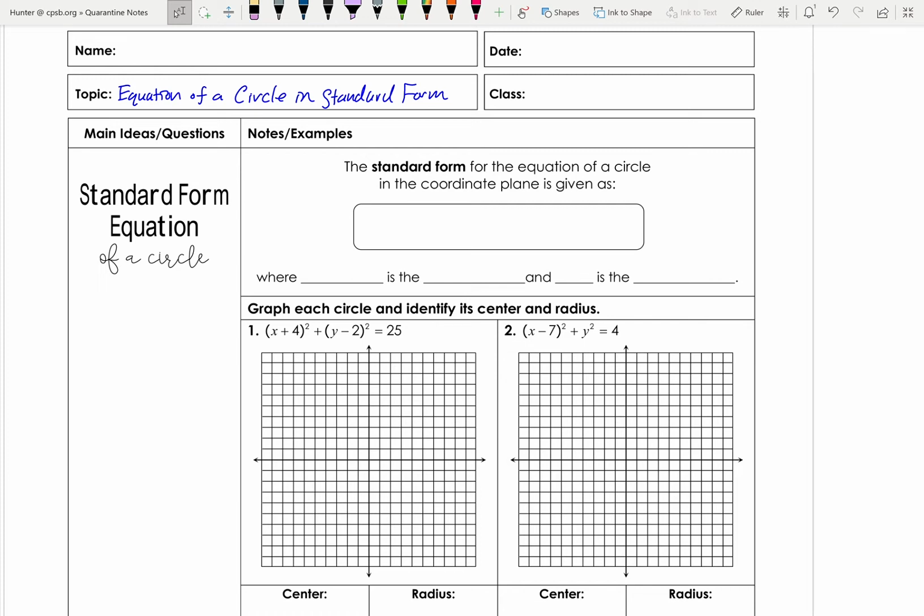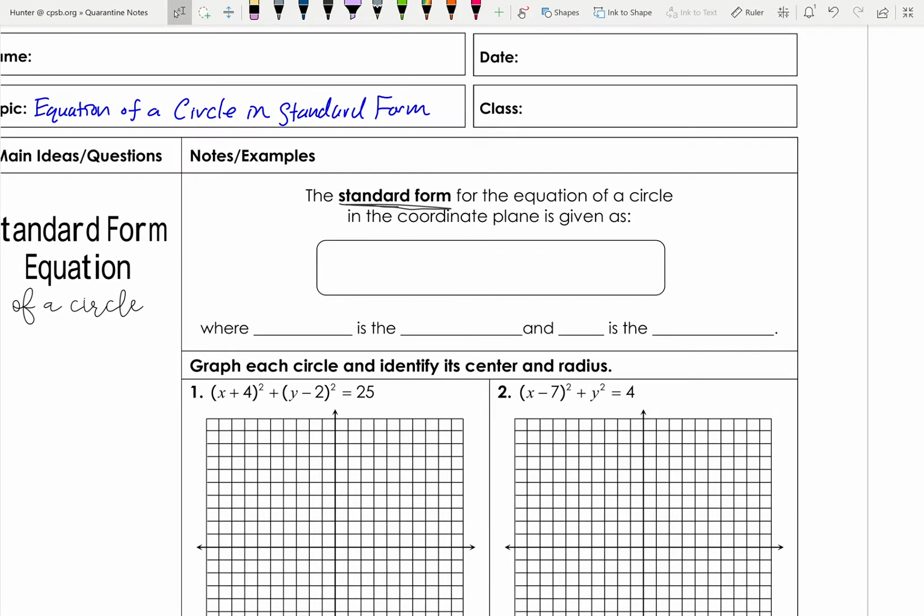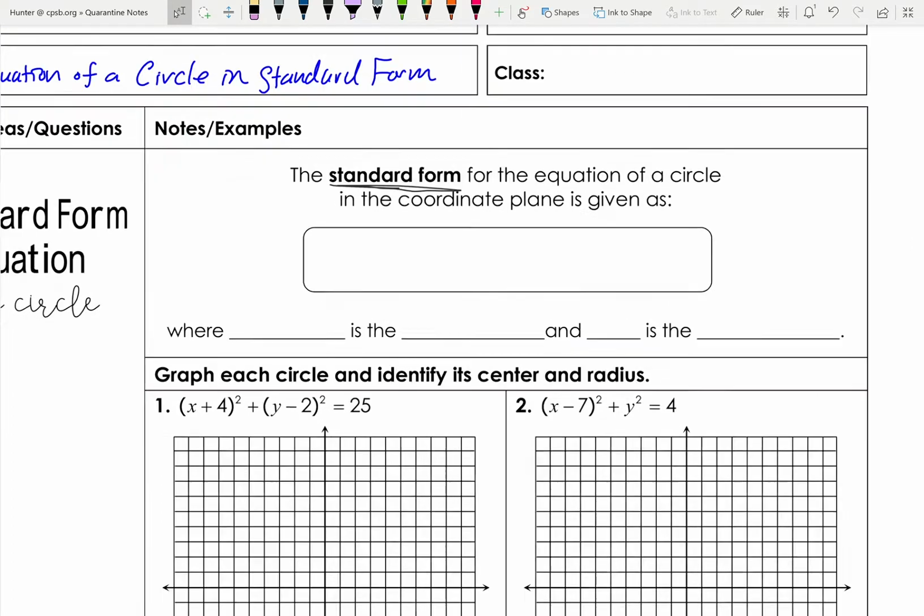Alright, what's up? This video is titled The Equation of a Circle in Standard Form. So what we're doing is we're graphing circles on the coordinate plane now. And to do that first, we need an equation for a circle. And we're going to put it into what we call standard form. Okay, so the equation for a circle in standard form is the following.